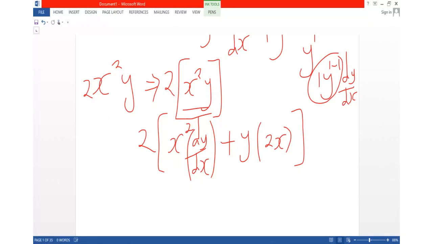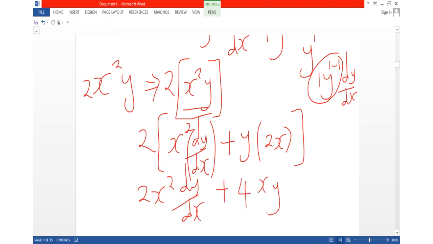Y becomes my constant, you differentiate x squared, you get 2x. So it's a matter of now multiplying. So the final answer will be 2x squared dy dx plus 4xy. The final answer, 4xy. Because I have a factor of 2 outside here, it will be able to come and multiply.